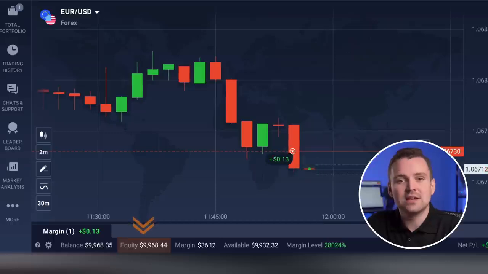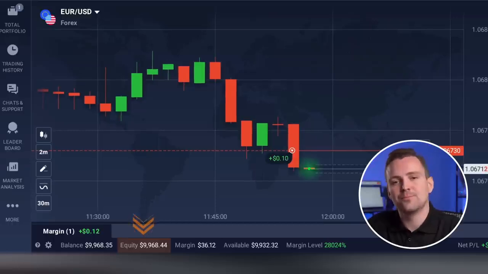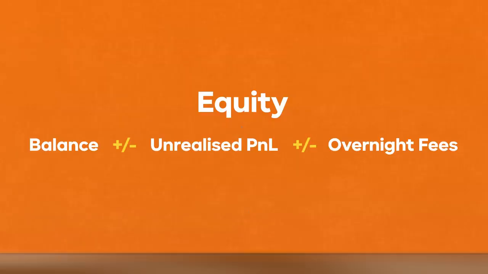Equity. Equity is the total value of your trading account. To calculate the equity, you will need to add or subtract unrealized profits or losses and overnight fees from your balance. Why so? If your position has a positive outcome and the applied overnight fees are positive too, you will need to add these values to your balance to calculate the equity. If your position is incurring losses and the applied overnight fees are negative, you will need to subtract these values from your balance. Balance, plus or minus, unrealized P&L, plus or minus, overnight fees.